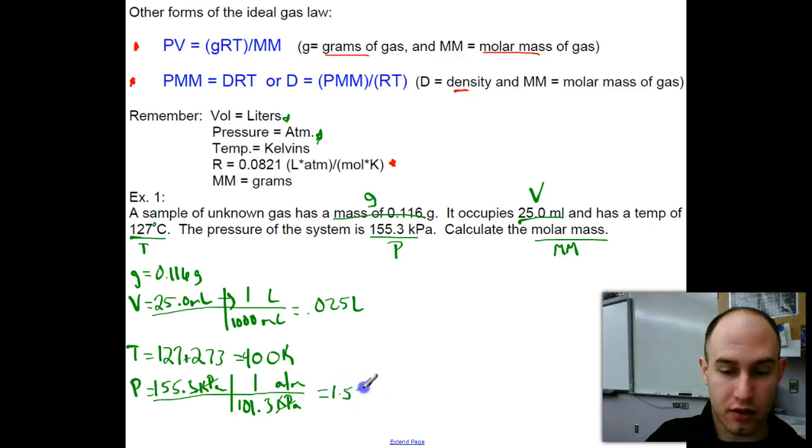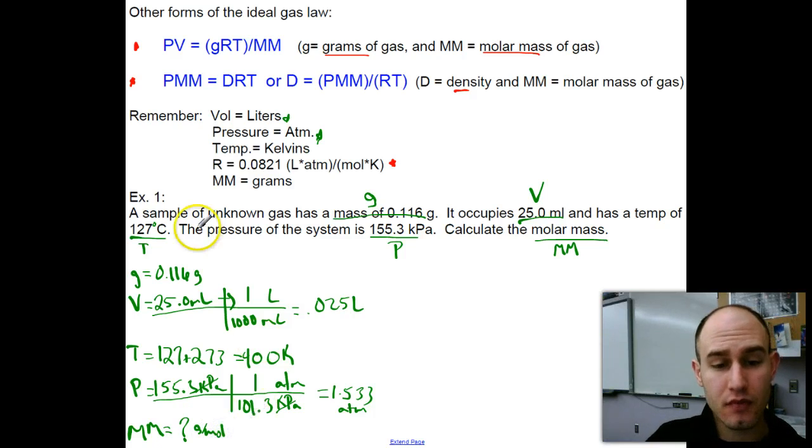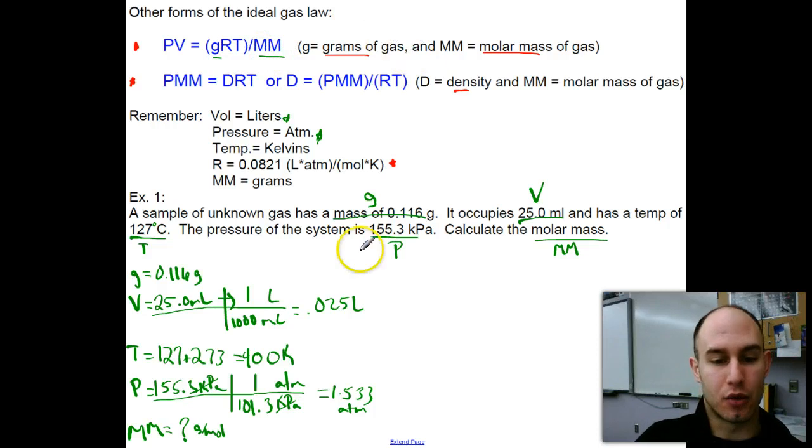533 if you're being correct with sig figs, and this is atmospheres. And it wants to know the molar mass is unknown. Our molar mass obviously is going to be in grams per mole. So I can see here I have grams and molar mass. The equation that involves grams and molar mass is this one. So that's the equation that I'm going to choose to use, and I'm going to substitute in.